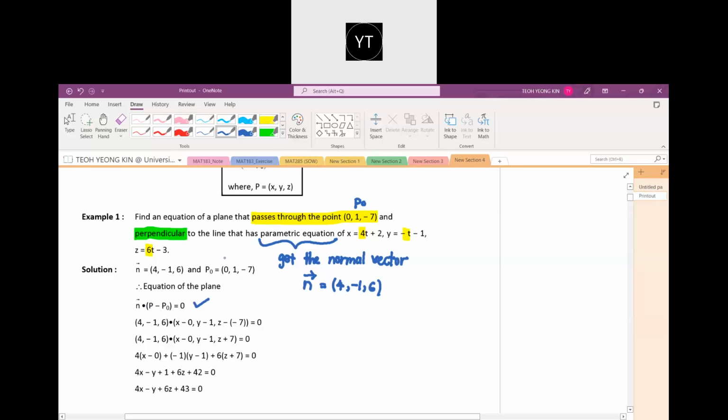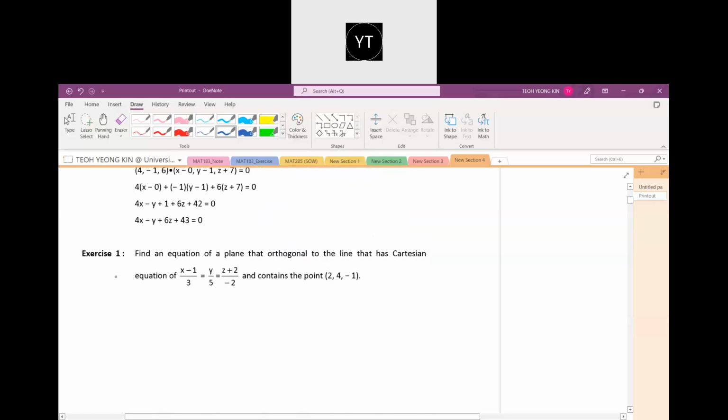P minus P naught. Our P naught, the first value is 0, so that means x minus 0. Then the second variable is y minus our second value, which is 1. And third, z minus -7, because the coordinate of z in P naught is -7. From here, we expand using the dot product, so we will get the equation of the plane. So in this first example, the normal vector is in parametric form, so we can get it from a, b, and c.